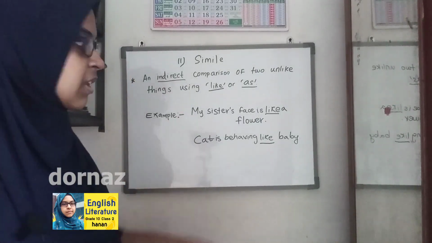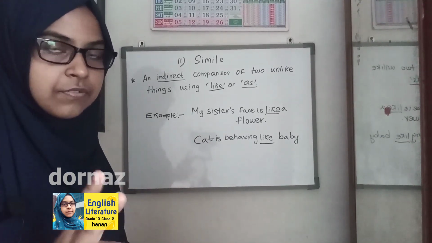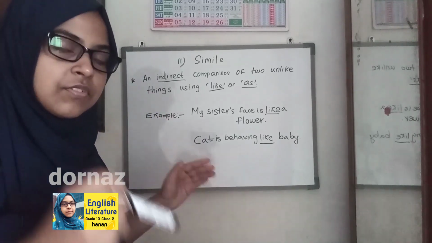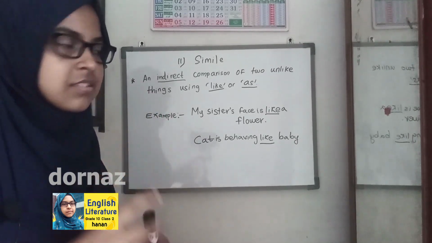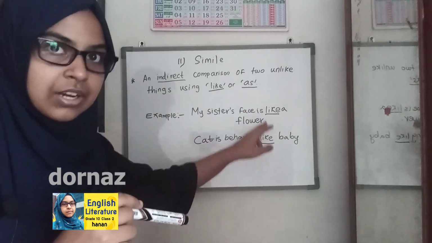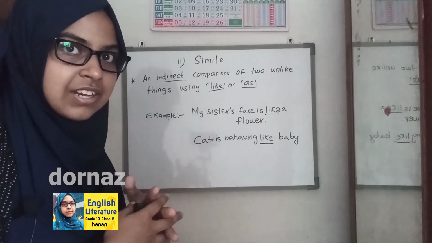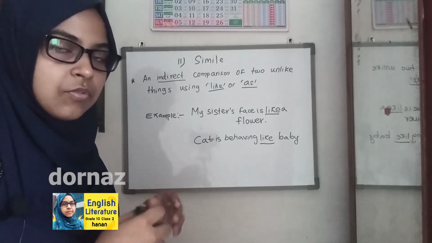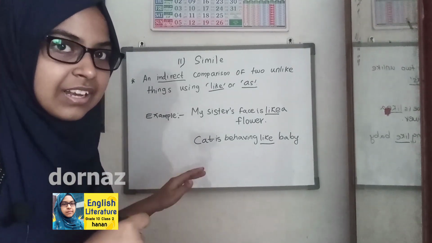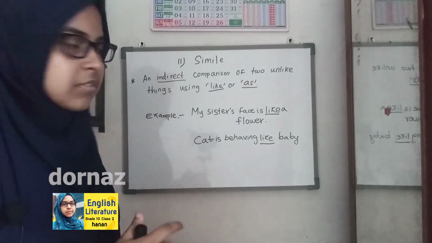So in simile we don't compare the two different things directly. It is all about indirect. In metaphor we directly compare two different things. So we don't use the word like in metaphor. In simile we will use like because it is indirect comparison. So when a thing is compared indirectly, the word like will automatically come.